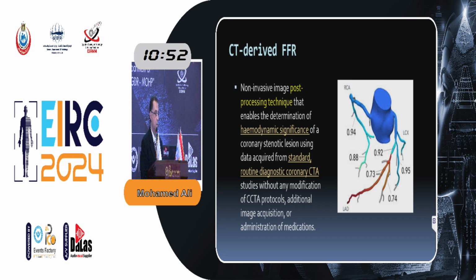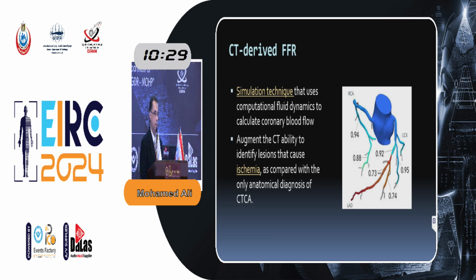CT-derived fractional flow reserve is a non-invasive imaging post-processing technique that enables the determination of hemodynamic significance of coronary stenotic lesions using data acquired from the standard routine diagnostic CT coronary angiography without any modification regarding the protocol or additional acquisition or administration of medications or contrast. It is a simulation technique that uses computational flow dynamics to calculate the coronary blood flow across the lesion.